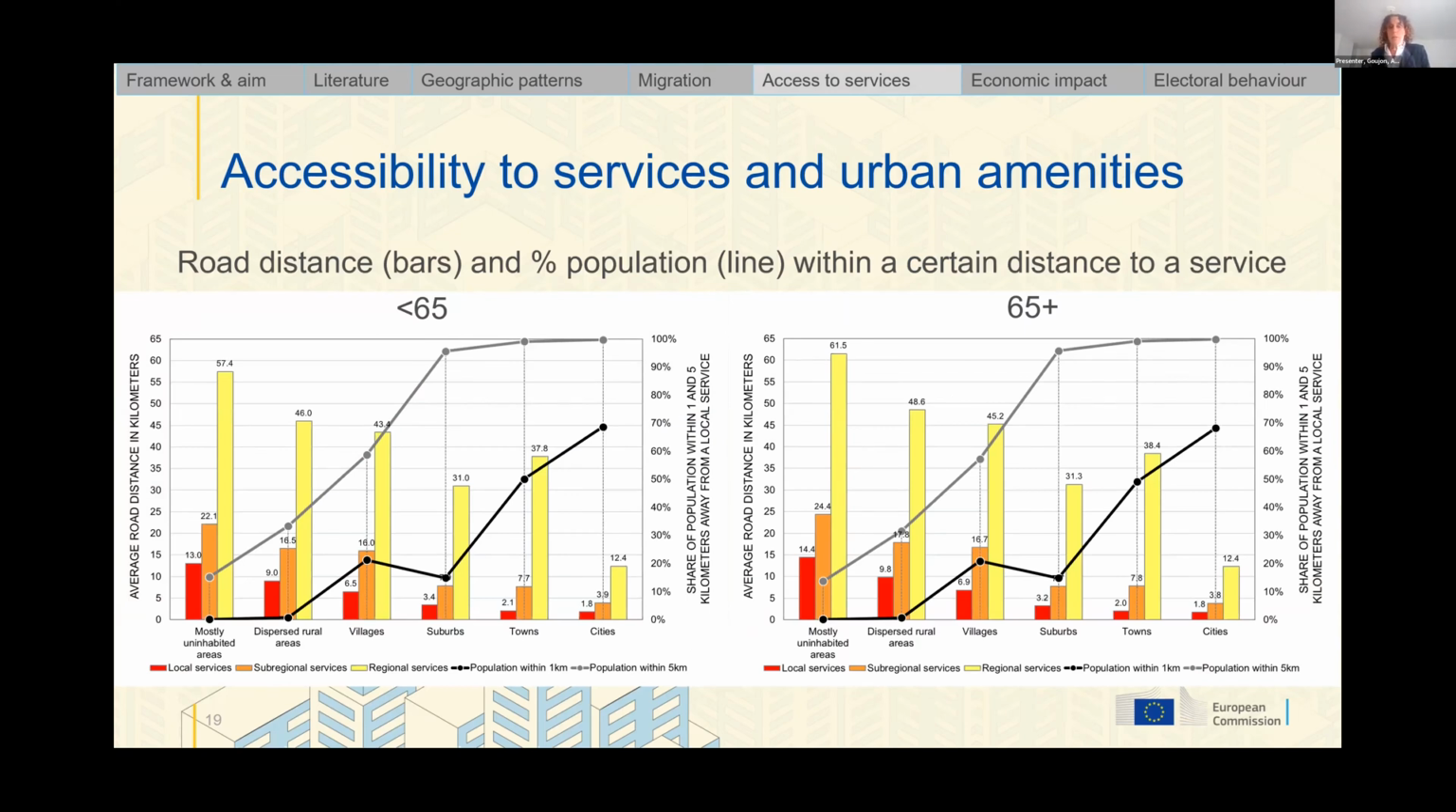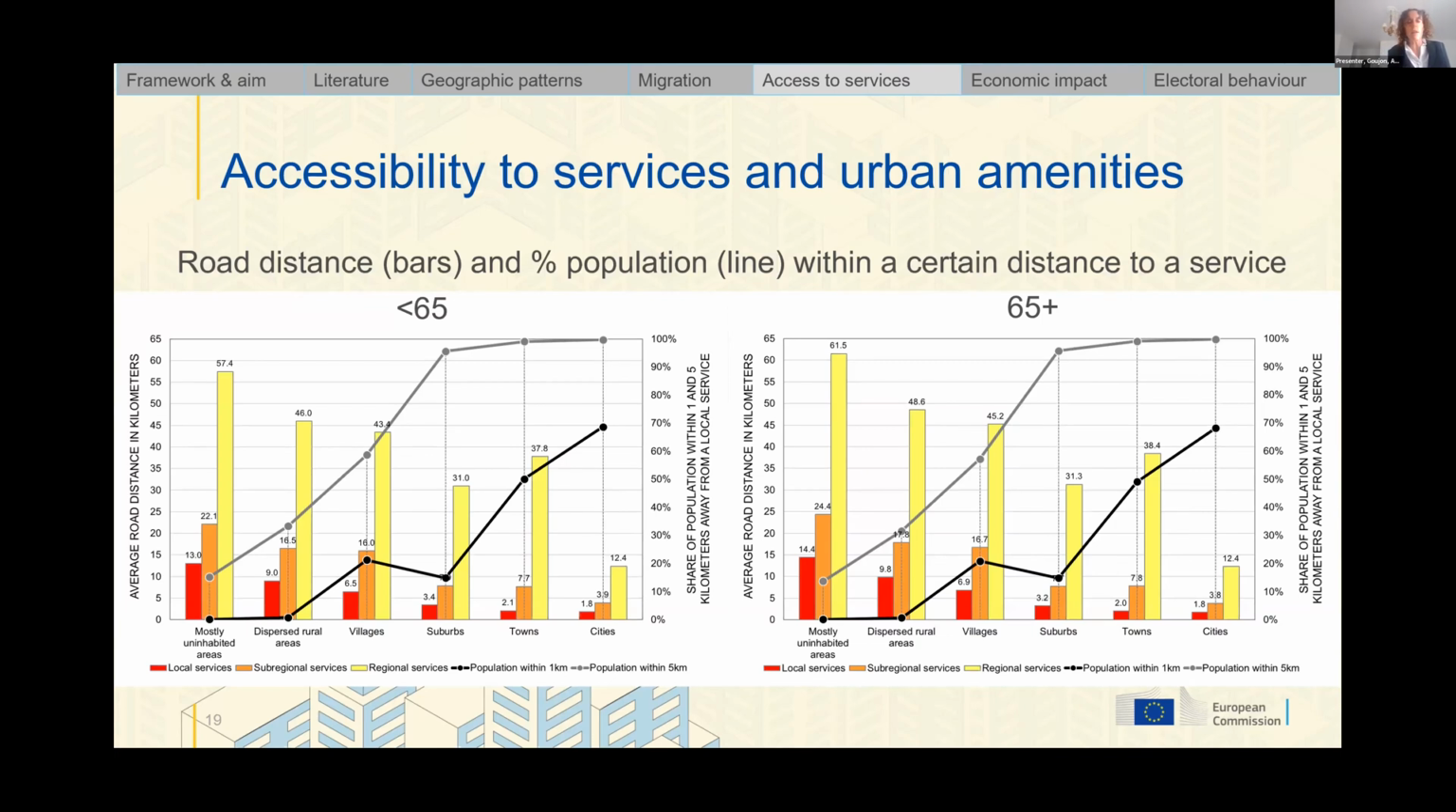Now we'll move to the last part of my talk, which is about the impact that it can have, and we'll look at several impacts. One of the impacts is to look at the accessibility to services and urban amenities, differentiating between different types of services at local level, whether they are local services, sub-regional services, or regional services.